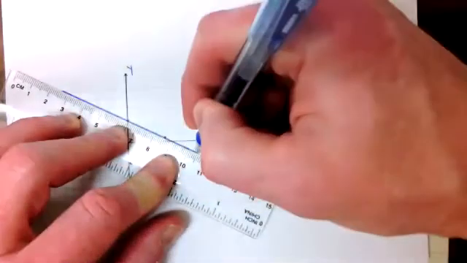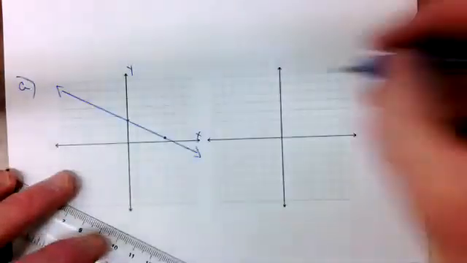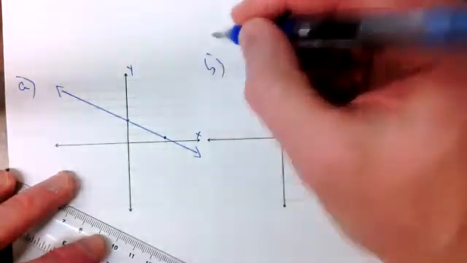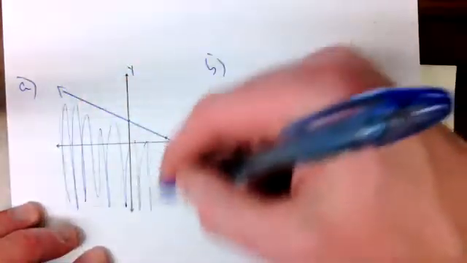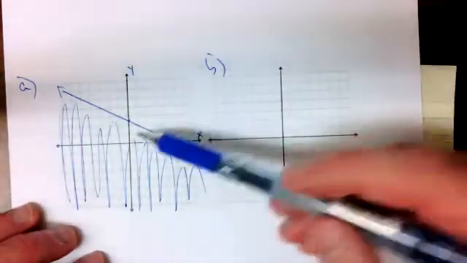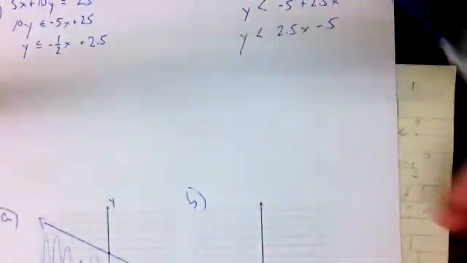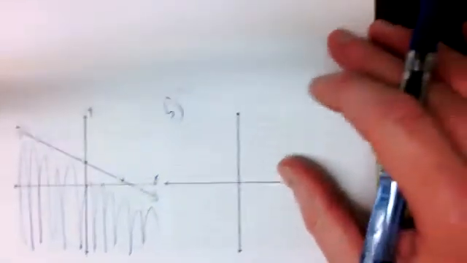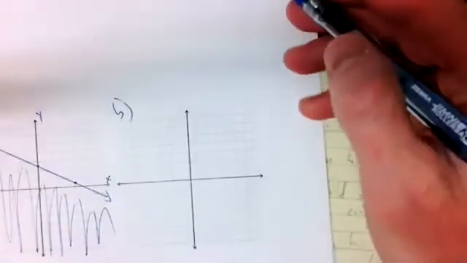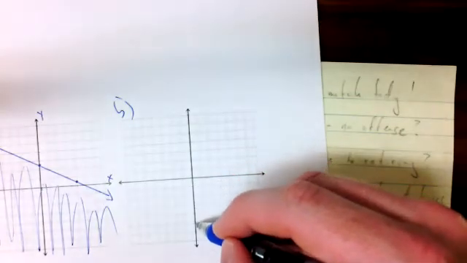It's a solid line. Let's make sure we label everything here. This is A and this is B. Solid line. Now it's less than or equal to, so less than. You can try a spot if you want. Try 0, 0. 0 plus 0 is less than 25. So it works. We shaded the right side. Now for B, negative 5 is the y-intercept. 1, 2, 3, 4, 5.